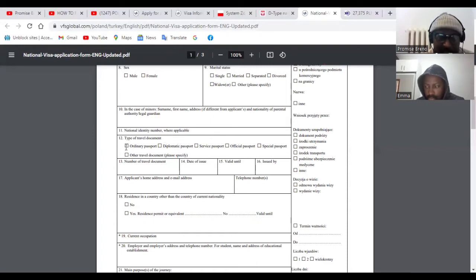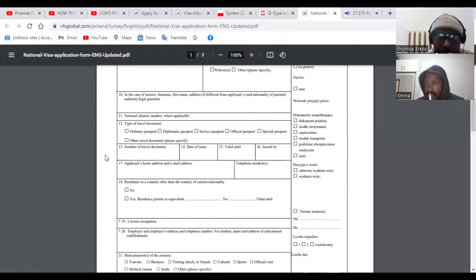Now, next, type of travel document. So I would recommend you choose ordinary passport. Okay, choose ordinary passport if you're not a diplomatic person.